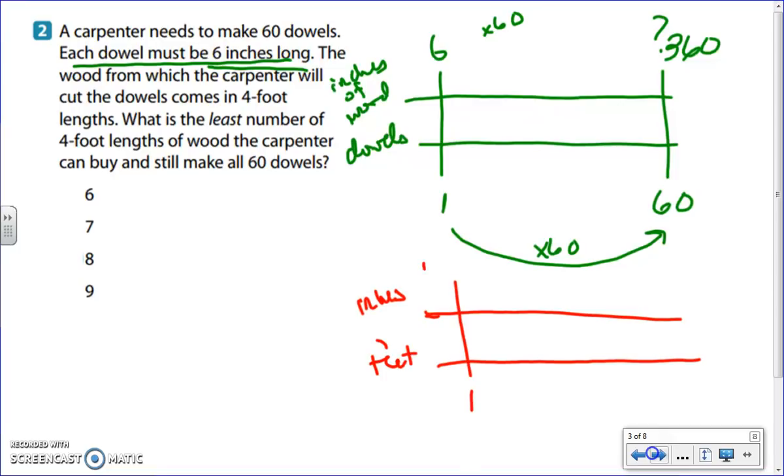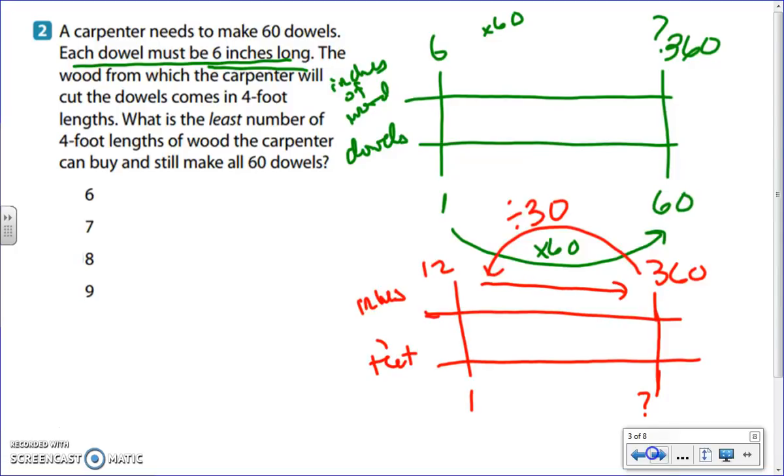I know that there are 12 inches in 1 foot, and right now I have 360 inches. I need to know how many feet that is. I think of 360 as 36, and if I wanted to change 36 into 12, I would divide by 3. But really I have 360, so I'm going to divide by 30. Or I can say 12 times 30 would be 360. So 1 times 30 would be 30. I would need 30 feet of wood.